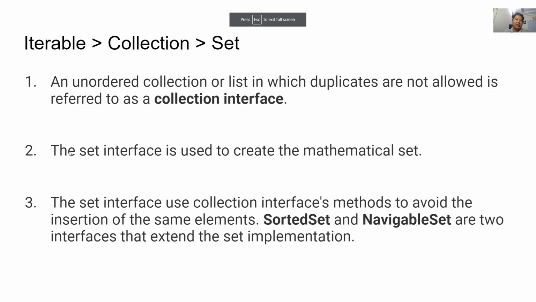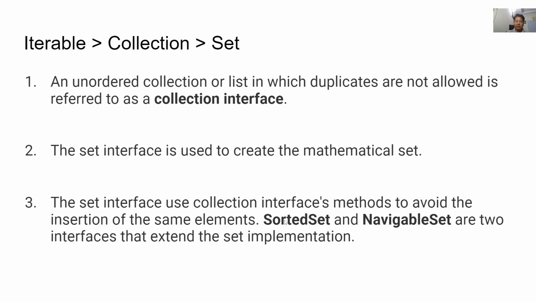So the next collection that I'm going to discuss is the set interface. Set is the way we use the mathematical operation set, like an unordered collection where duplicates are not allowed. So once you create the set interface and allocate some collection object to it, you could perform the mathematical operations of a set there.